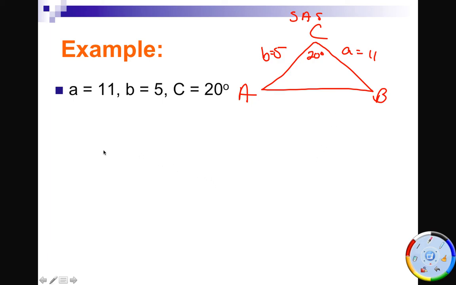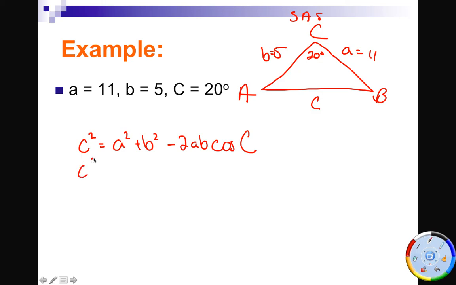And with this version, I'm going to solve for a side first. I'm going to solve for the missing side, little c. So I know little c squared is equal to a squared plus b squared minus 2ab times the cosine of big C. And then all I have to do now is plug stuff in.